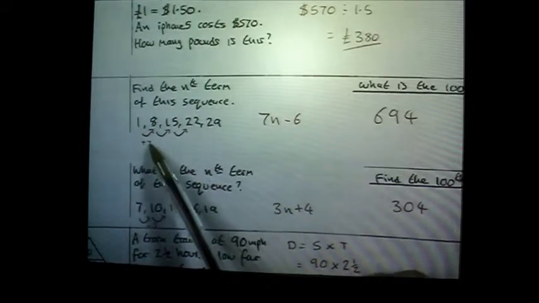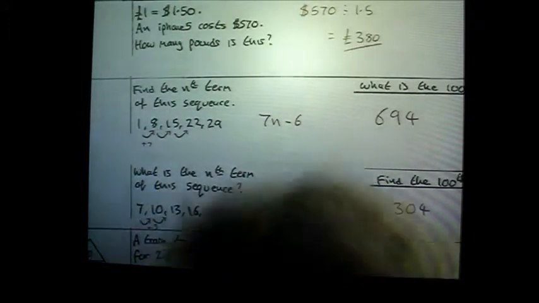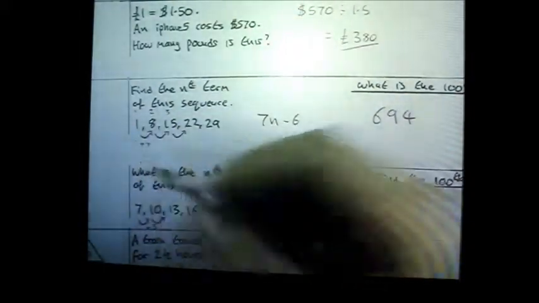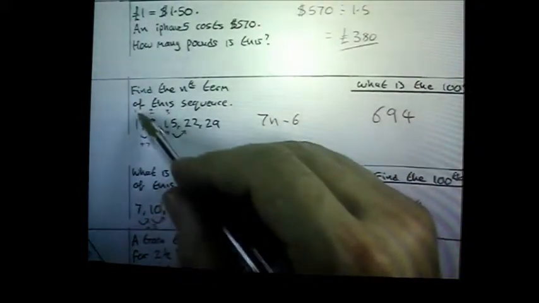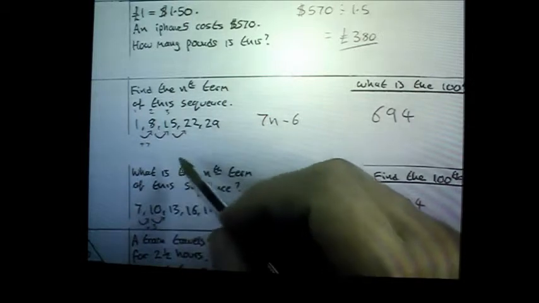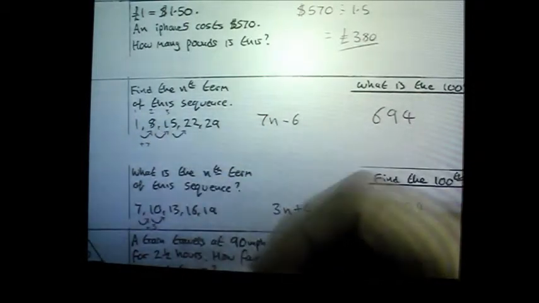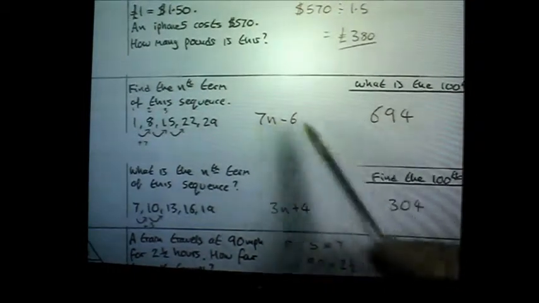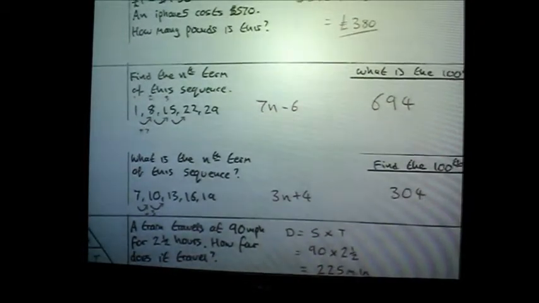Well, it's going up in sevens each time, so it's 7n, right? So that's your first term, that's your second term, that's your third term. So 7 times 1 is 7, take away 6 gives you 1. And that take away 6, look, you know that, because 7 times 1 is 7. How do you get from 7 to 1? You take away 6. 7 twos are 14. How do you get from 14 to 8? You take away 6. And so on. And it will work for all the terms. So the 100th term is 7 times 100, 700, take away 6, 694.